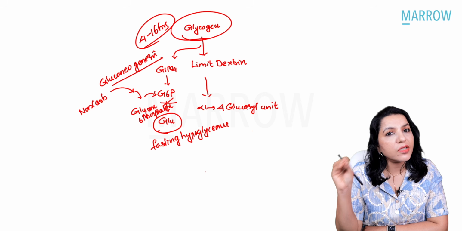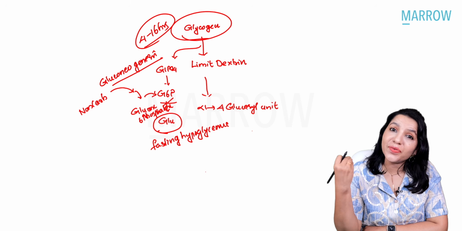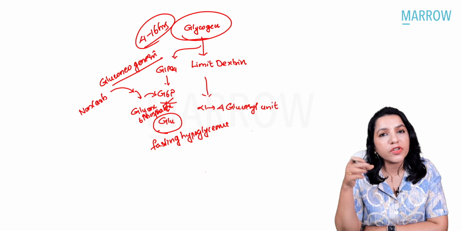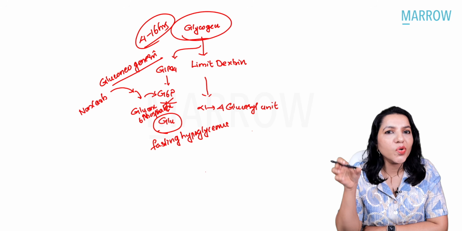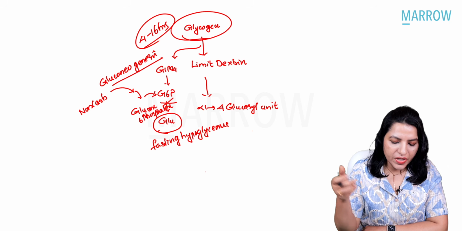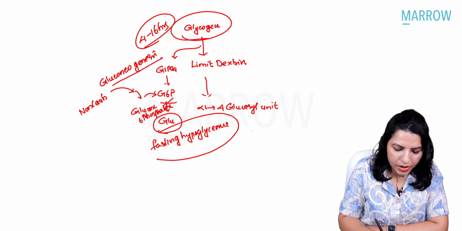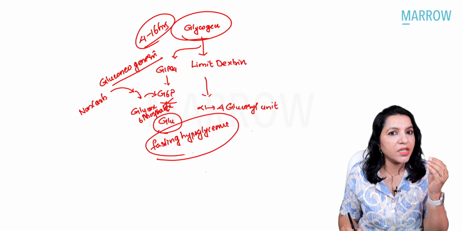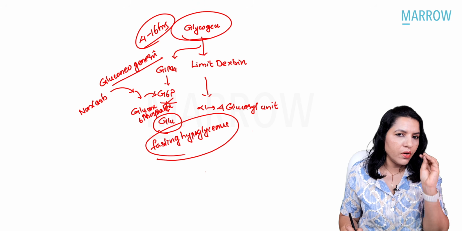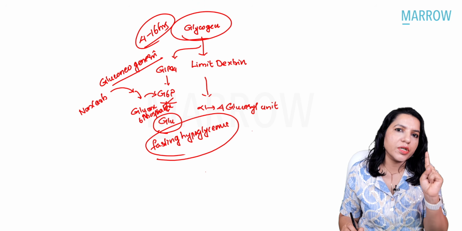Fine. Now this glucose 6-phosphate has to be converted to glucose. So for that also we need which enzyme? Glucose 6-phosphatase, which is defective here. So in this particular case, the hypoglycemia is very severe. Okay, so that is the first biochemical hallmark.